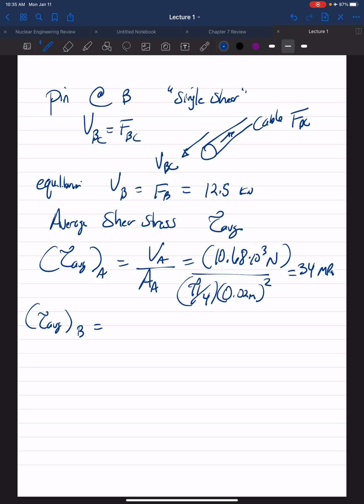At point B, the average shear stress is VB over the area at B. So it's 12.5 times 10 to the 3 newtons, over pi over 4 times the diameter of the pin at B, which is 30 millimeters, so it's 0.03 meters, squared.